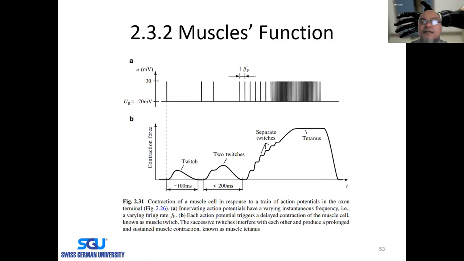So this is how the signal looks in the muscular cell contraction if we measure using electrodes. The graphs show contraction of muscle cells in response to a train of action potentials in the axon terminal. The upper part shows the axon terminal of the motoric neuron that gives excitation to the muscle cells. So this is the innervating action potential, which has varying instantaneous frequency, a varying firing rate.